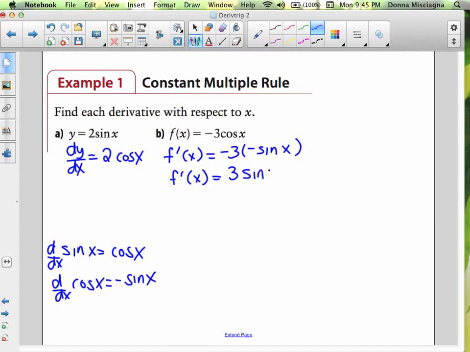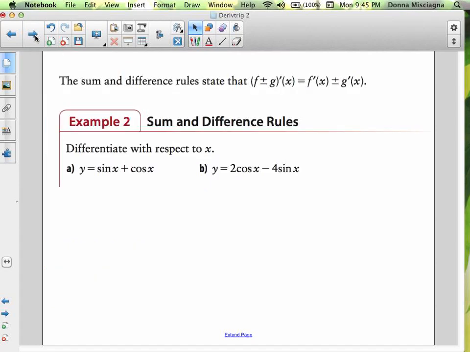3 sine x. So f prime of x is 3 sine x. And there we go. Those two are done. Let's do a couple more before we run out of problems and run out of time.